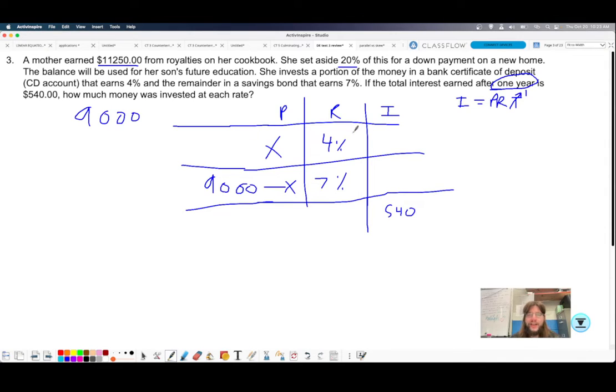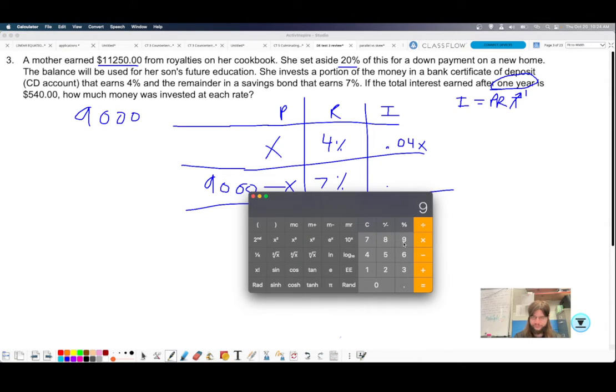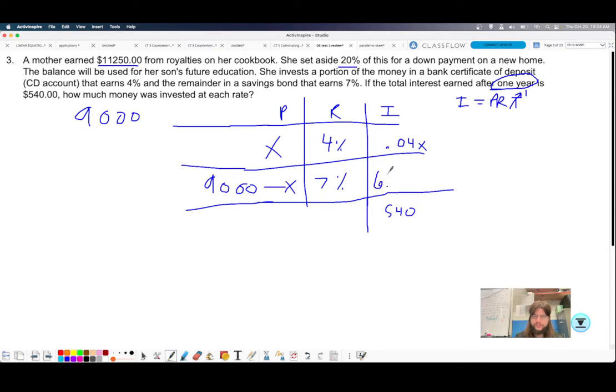So 4% of X, how do we write that? 0.4 times X. Careful. 0.04. Yes, because it's 4%. And then 7% of 9,000 minus 0.07X. Oh, 630. Oh, that's it.